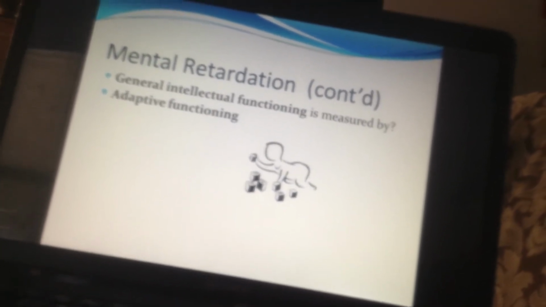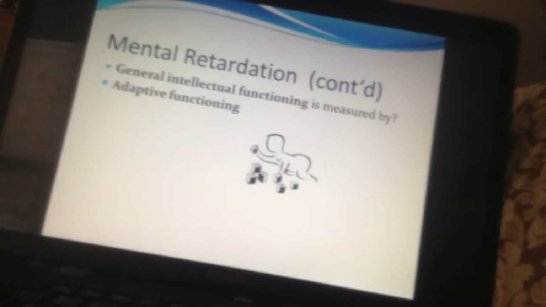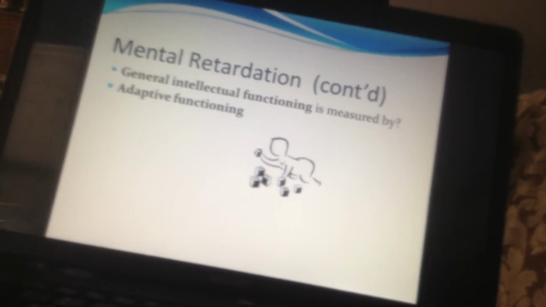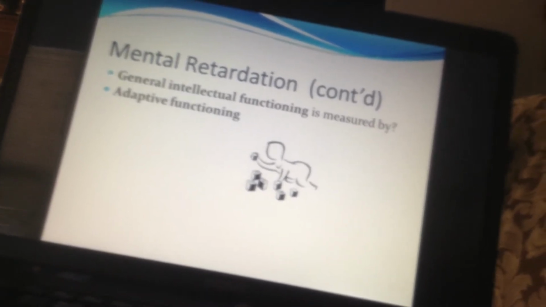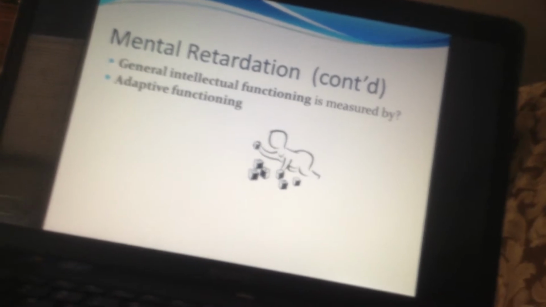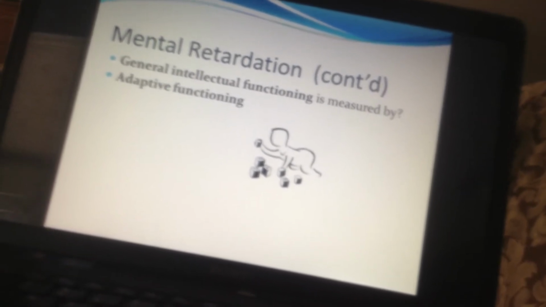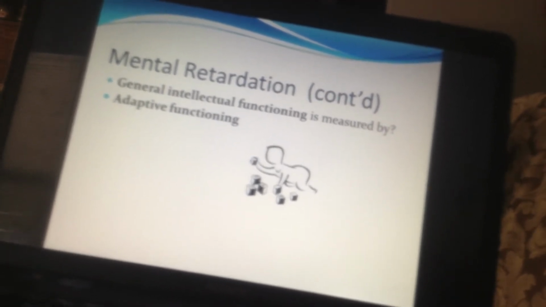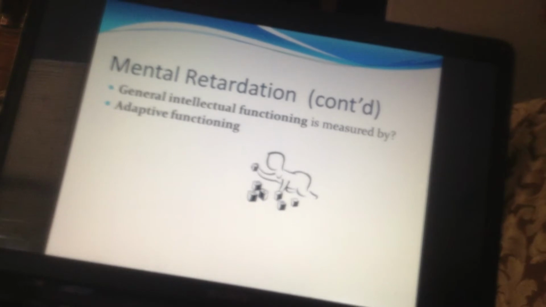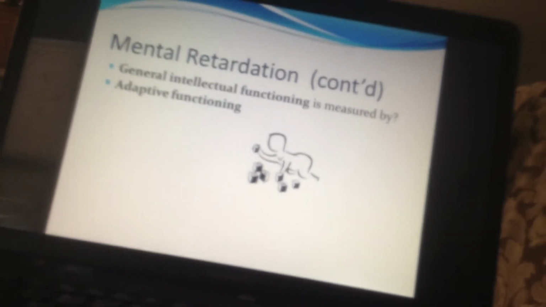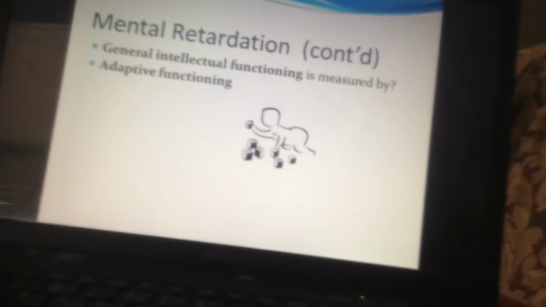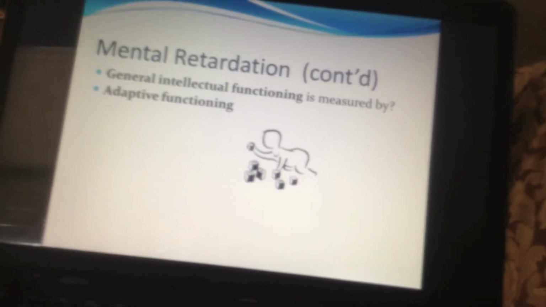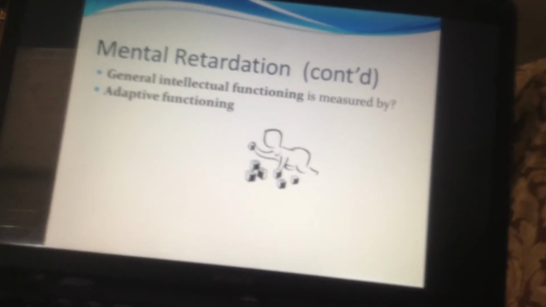With mental retardation, you want to look at general intellectual functioning, and that is your IQ test. So the higher your IQ is, the better your general intellectual functioning is. Adaptive functioning is your activities of daily living. So examples of that would be eating your own food, or feeding yourself, brushing your teeth, bathing yourself. So those are activities of daily living. That's adaptive functioning. So both of these things will tell us whether a kid is having any kind of problems with their mental ability.